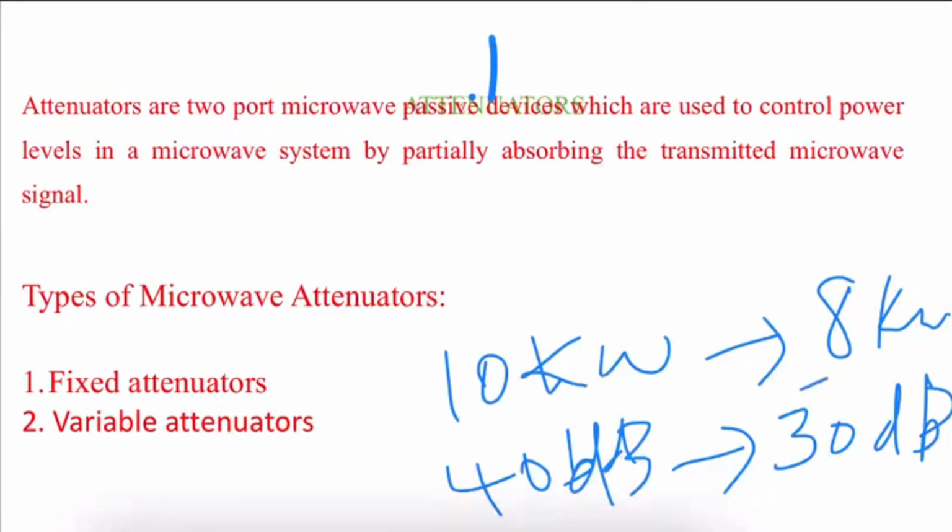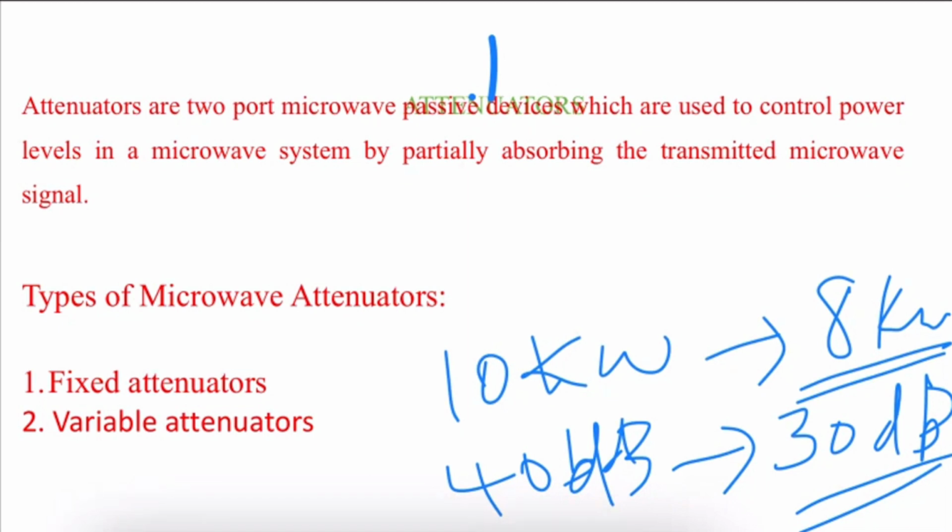So here the level of attenuation is fixed. Whether I want to attenuate only 2 dB or 5 dB, it is fixed. I cannot vary it. Once you transmit a microwave signal through the fixed attenuator, whatever the level has been fixed, that percentage of the signal gets absorbed.